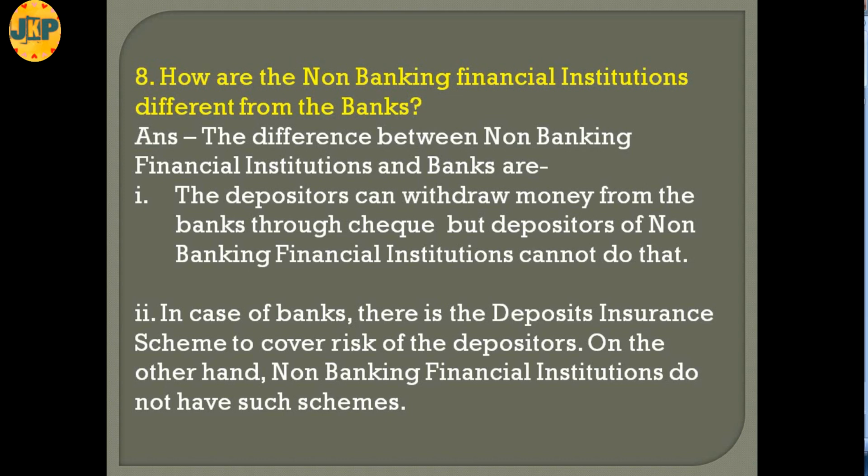Point number 2 is, in case of banks, there is a deposit insurance scheme to cover the risks of the depositors. On the other hand, non-banking financial institutions do not have such schemes. In banks, the depositor gets life insurance facilities, but the depositors do not get any kind of such facilities in the non-banking financial institutions.